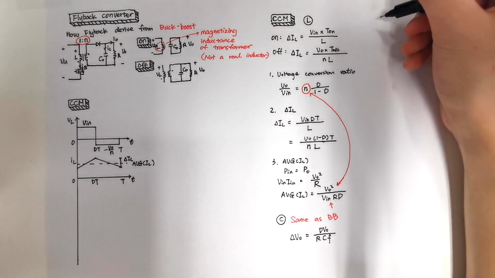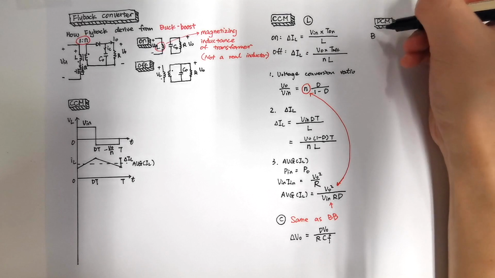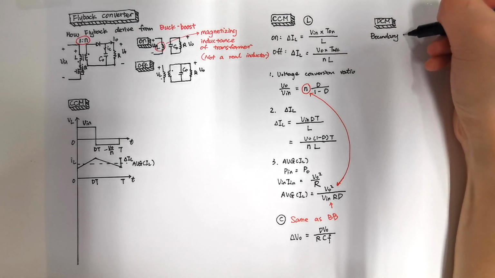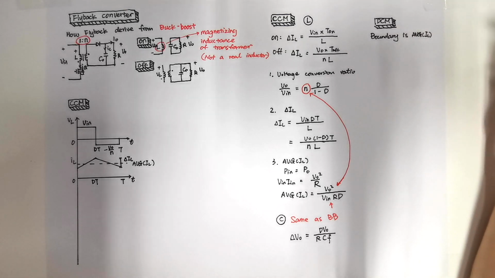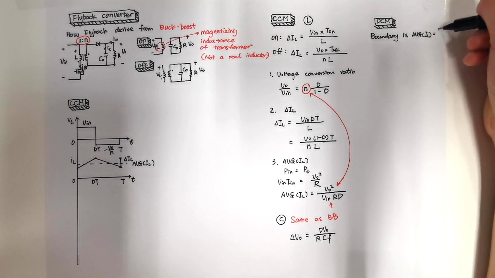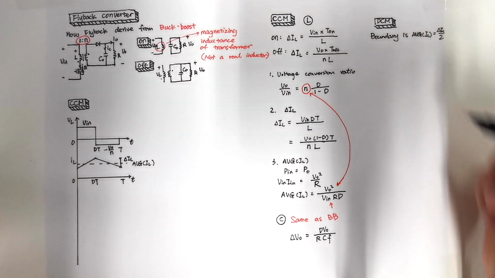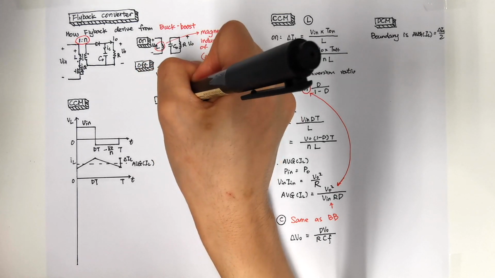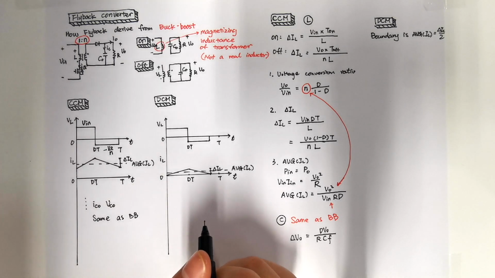And now let's move to DCM. The boundary of CCM and DCM is the same as for all converters, which is when our average inductor current is equal to half of the inductor current ripple. Let's plot the DCM inductor waveform here. This is our inductor voltage and current waveform.